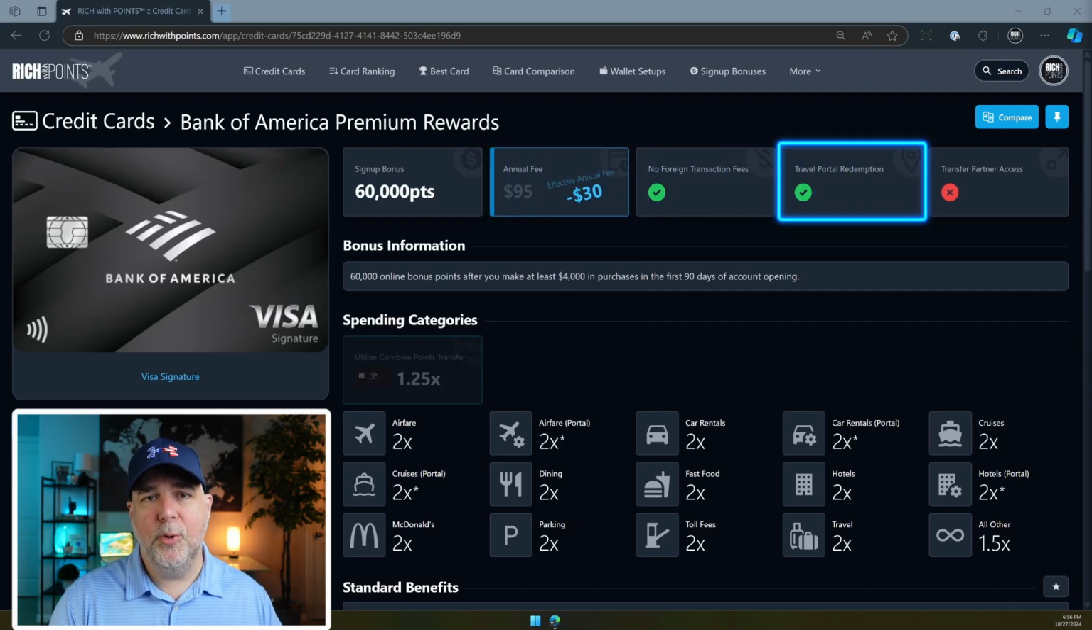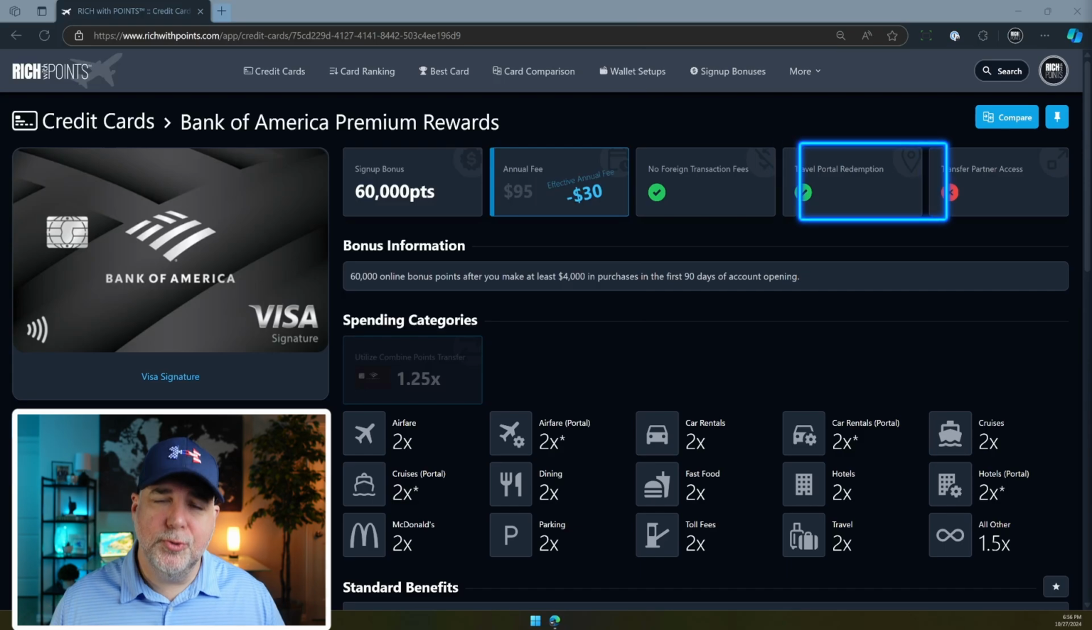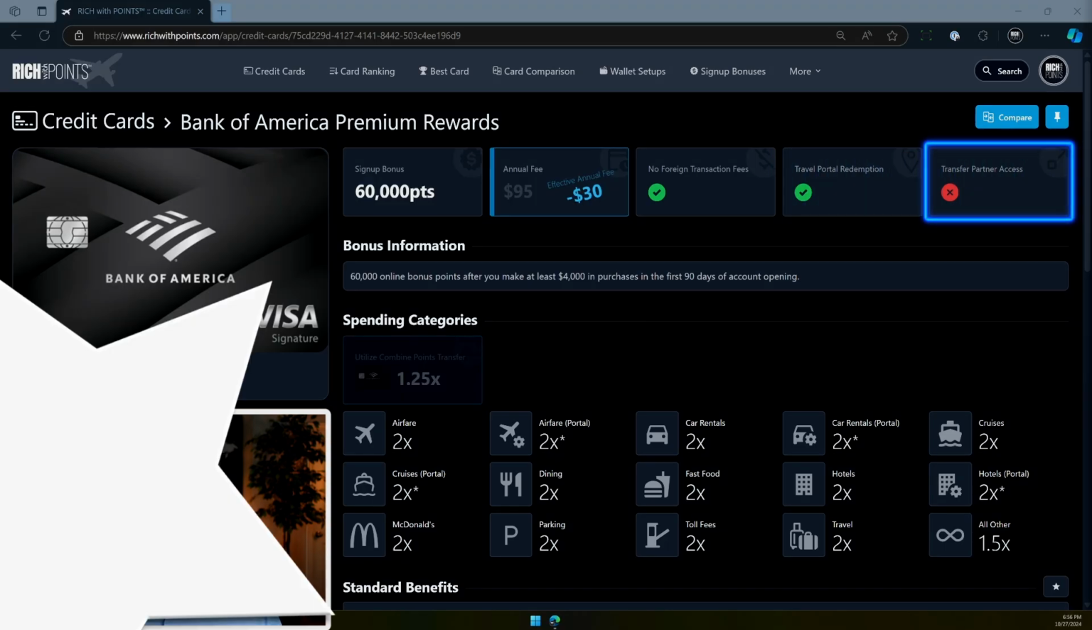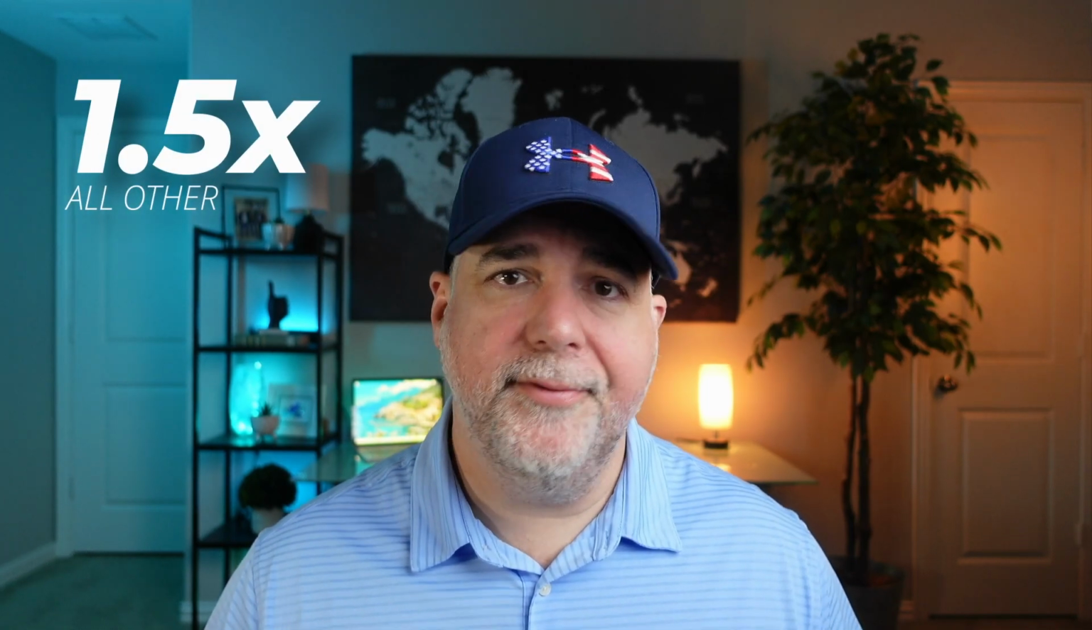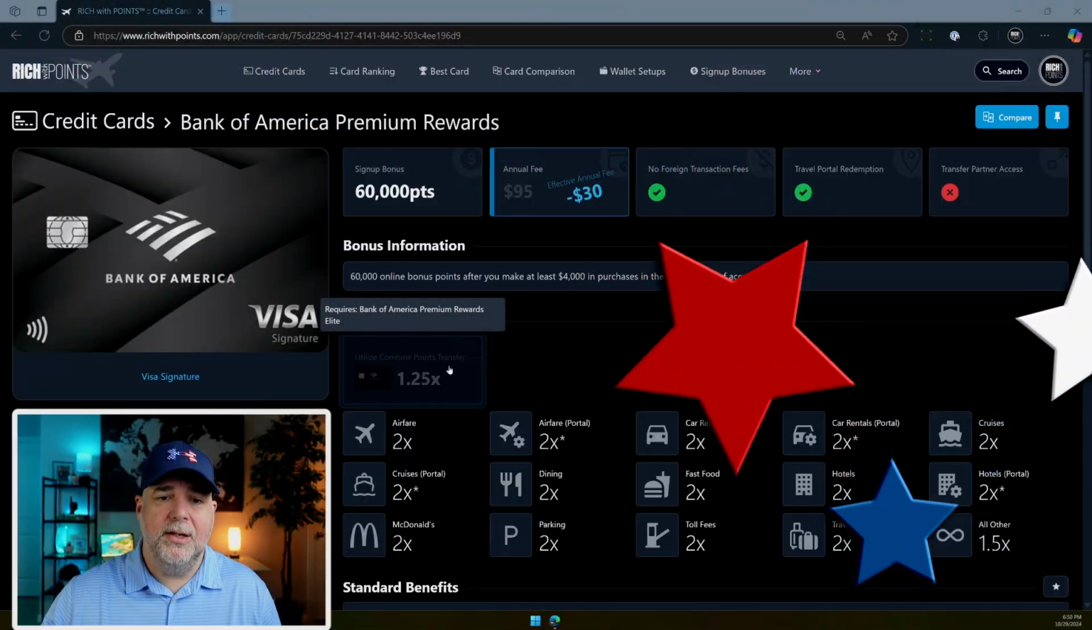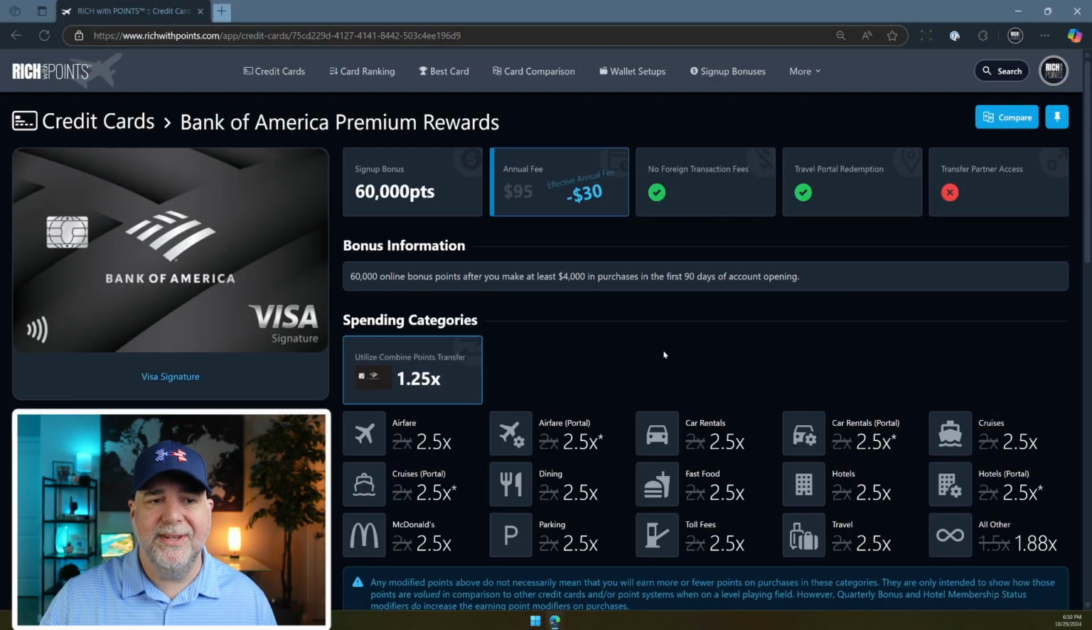You can redeem the points you earn in the travel portal. You do not have access to any kind of transfer partners. For the spending categories, they're exactly like the Elite. There's 2x on anything travel related, 2x on dining, and 1.5x on everything else. Of course, you can transfer those points over to the Elite card and multiply the 1.25 to that to get 2.5 on airfare or any travel related stuff, 2.5 on dining, and 1.88 on everything else.